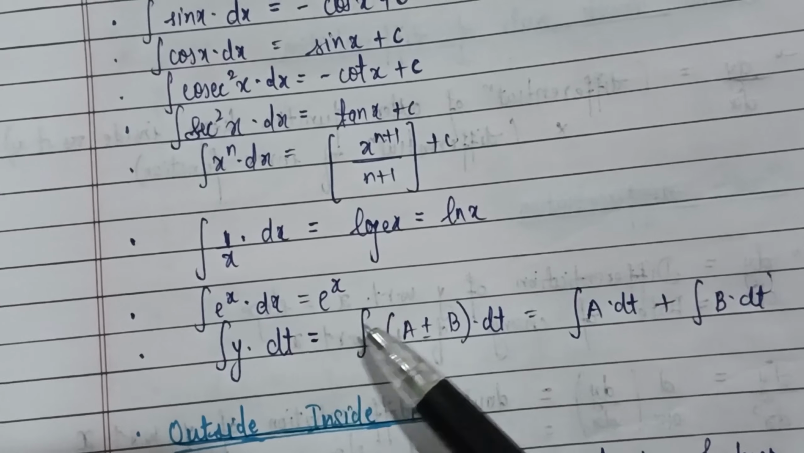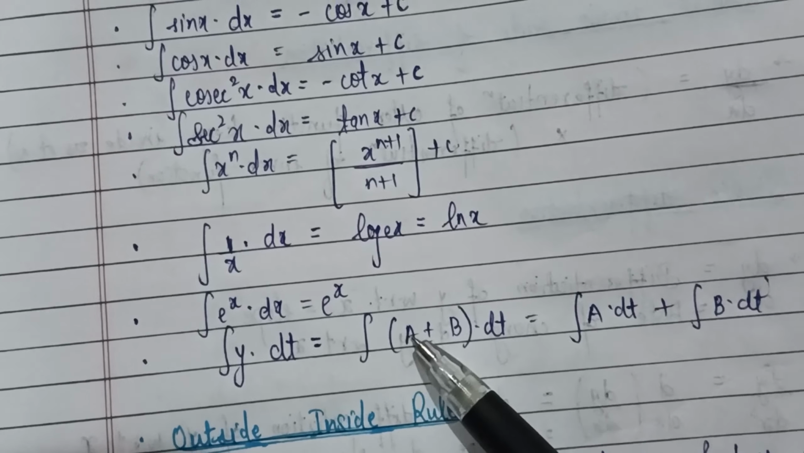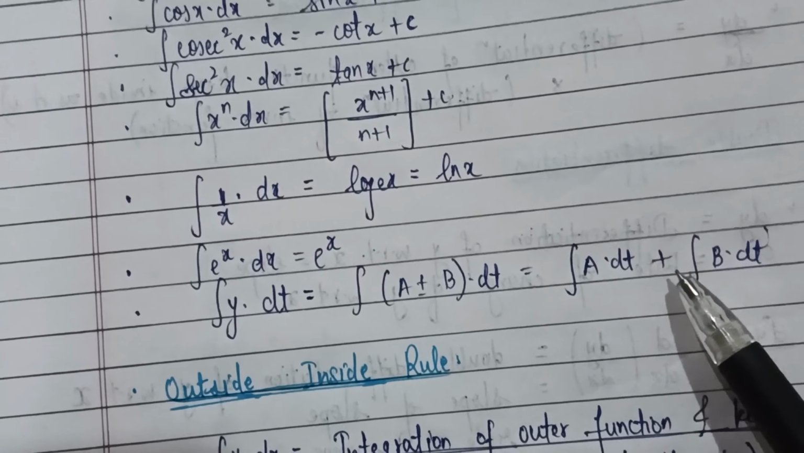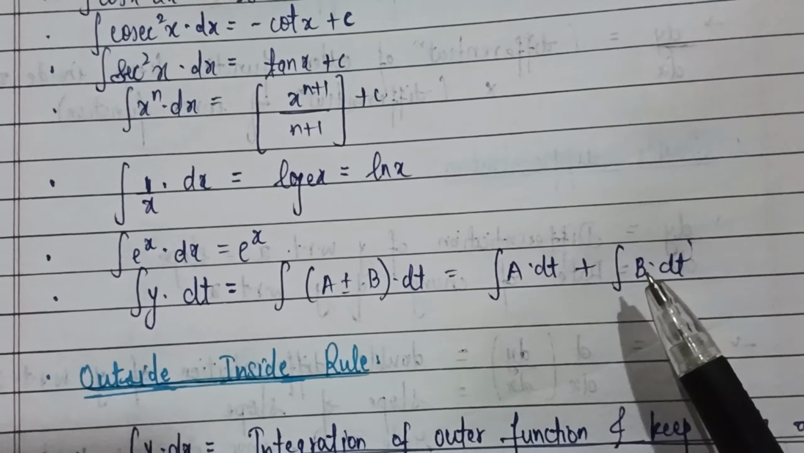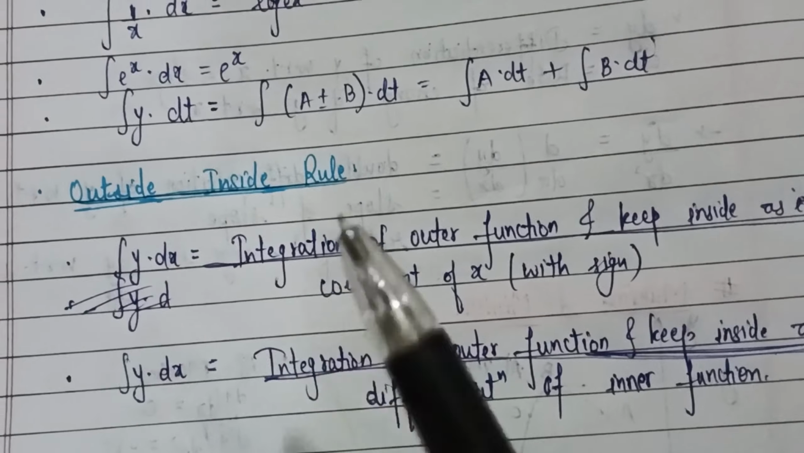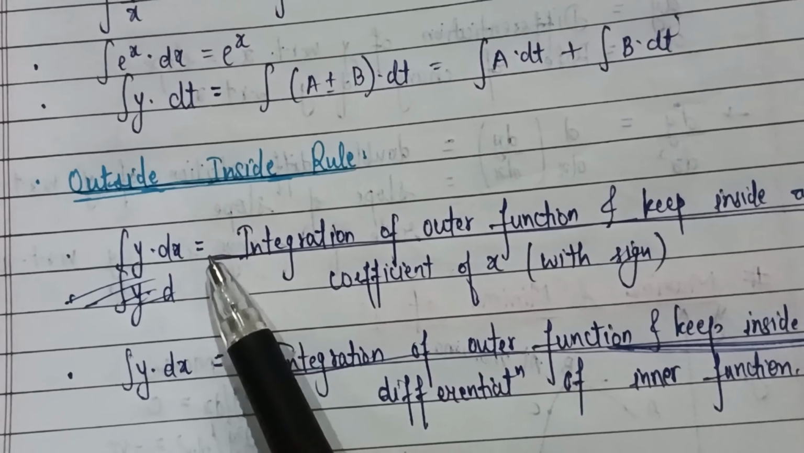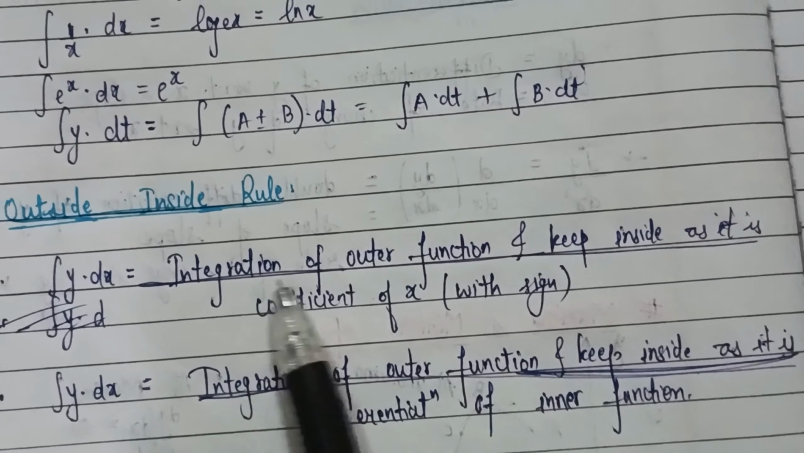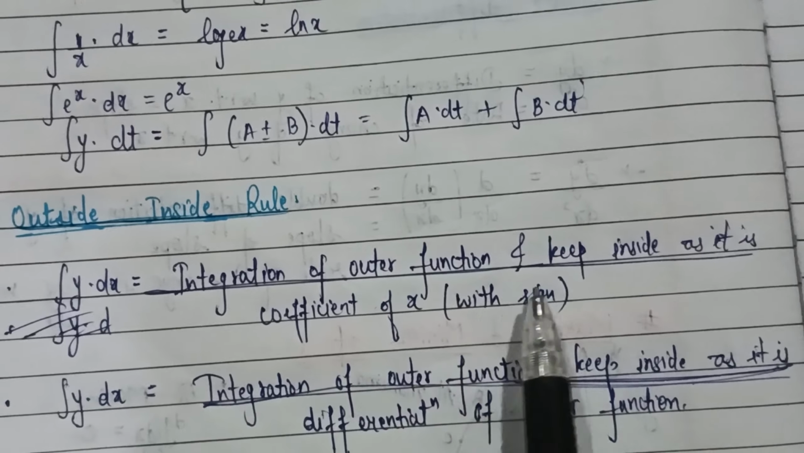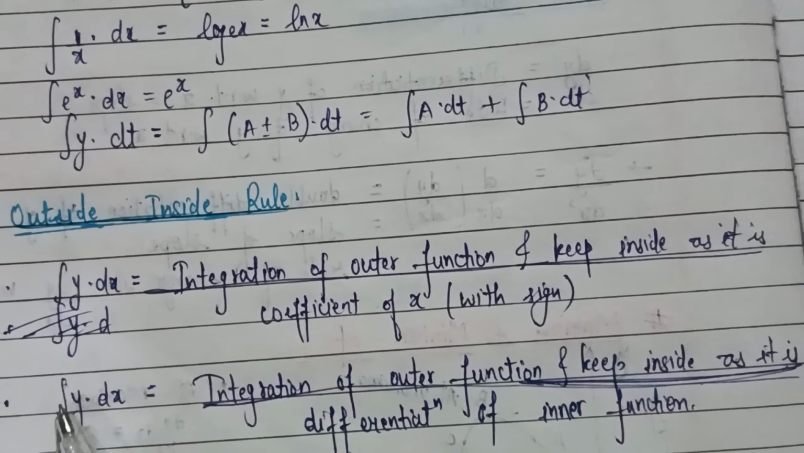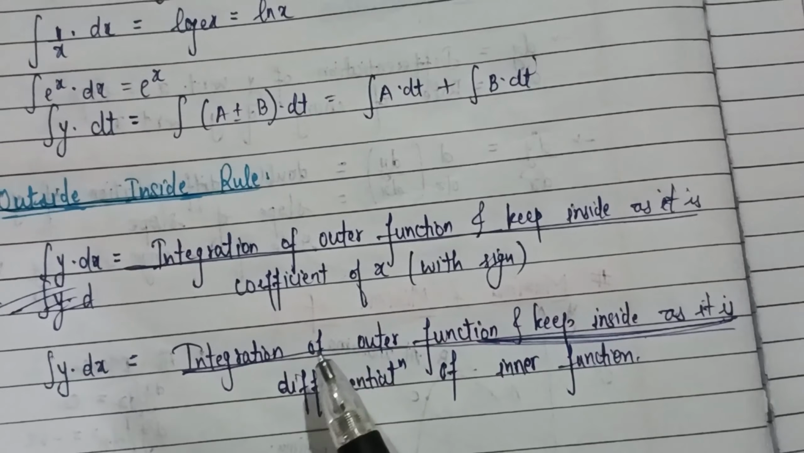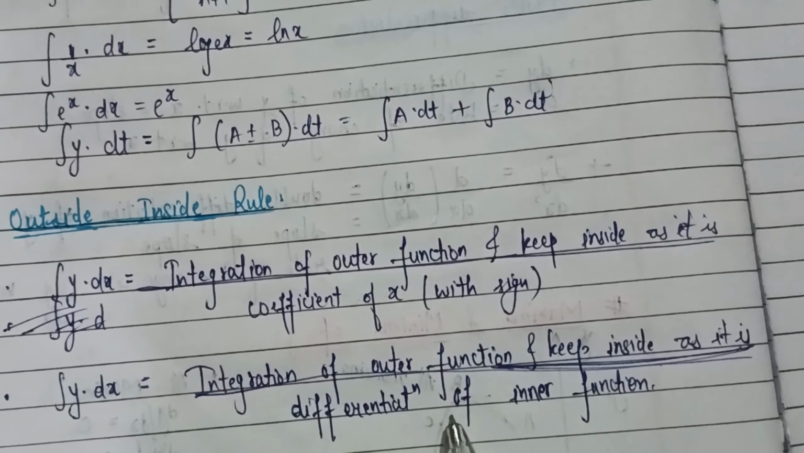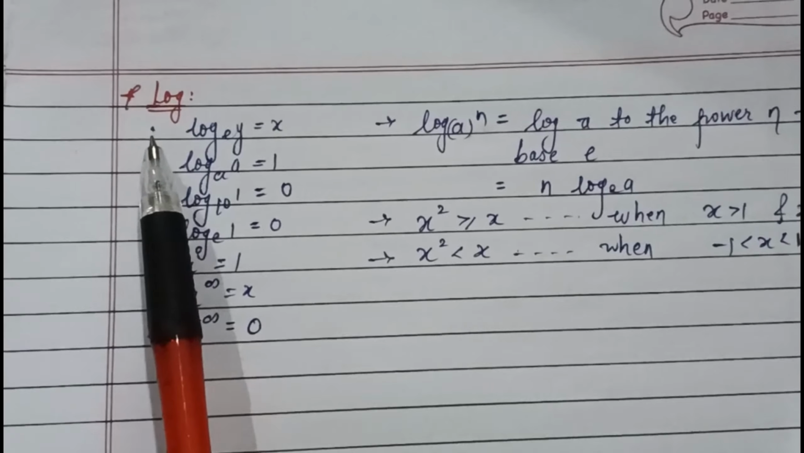Integration of y dt, where y is a plus or minus b, is equal to integration of a dt plus or minus integration of b dt. Outside inside rule: integration of y dx is equal to integration of the outer function, keeping the inside as it is, upon coefficient of x with sign. Integration of y dx is equal to integration of outer function, keeping inside as it is, upon differentiation of the inner function.